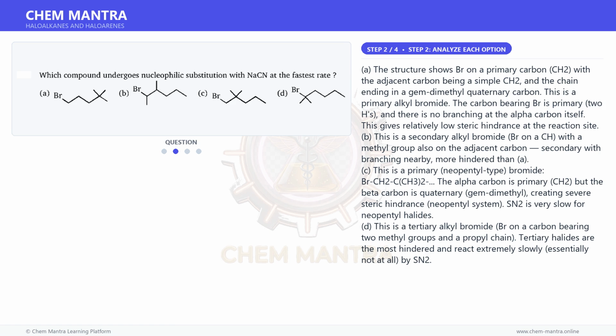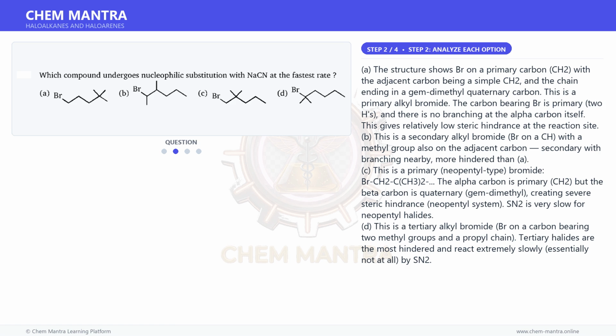B. This is a secondary alkyl bromide, Br on a CH, with a methyl group also on the adjacent carbon, secondary with branching nearby, more hindered than A. C. This is a primary, neopentyl type bromide, BrCH2C(CH3)2. The alpha carbon is primary, CH2, but the beta carbon is quaternary, gem-dimethyl, creating severe steric hindrance, a neopentyl system. SN2 is very slow for neopentyl halides.